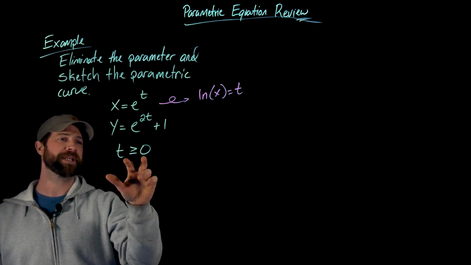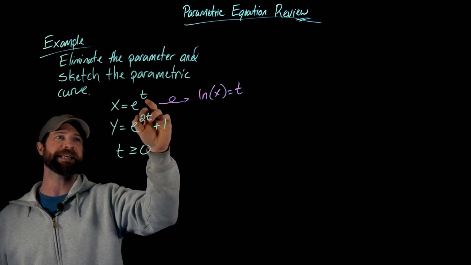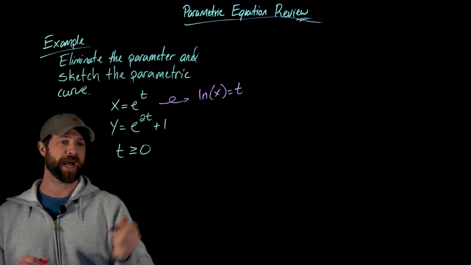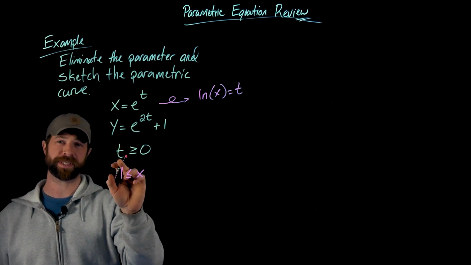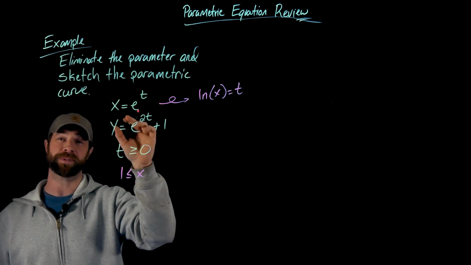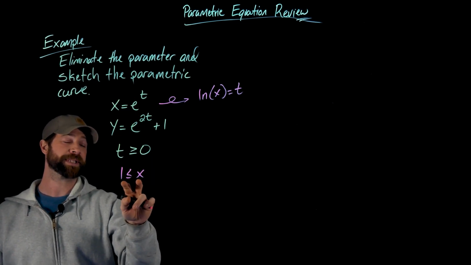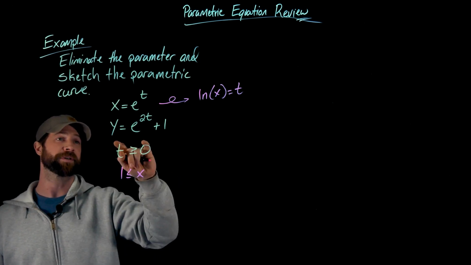So in this case, when t starts at 0, my x value becomes 1 because e to the 0 is 1. So x starts at 1. And then as t increases without bound, x also increases without bound. And so x will always be greater than or equal to 1. There's no upper bound for this curve right here.